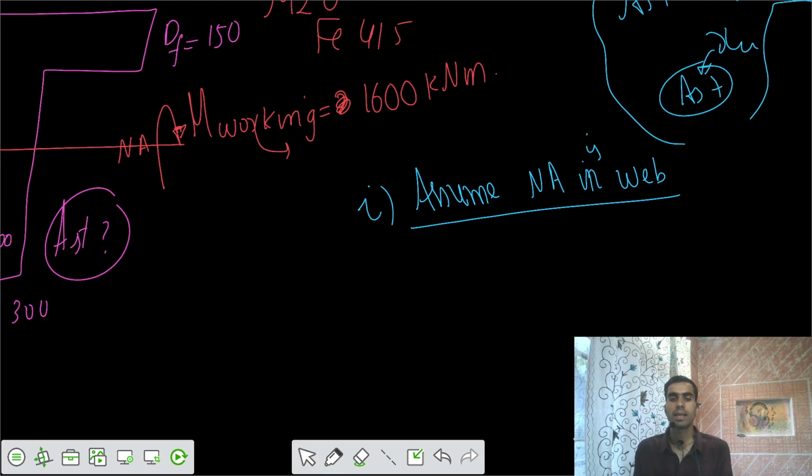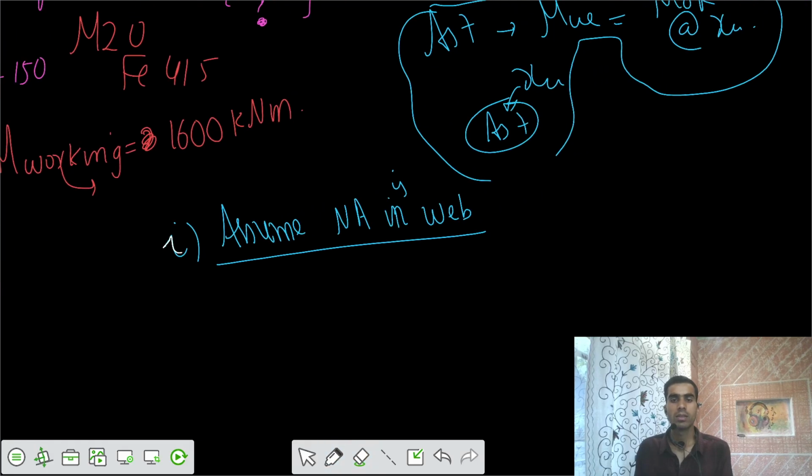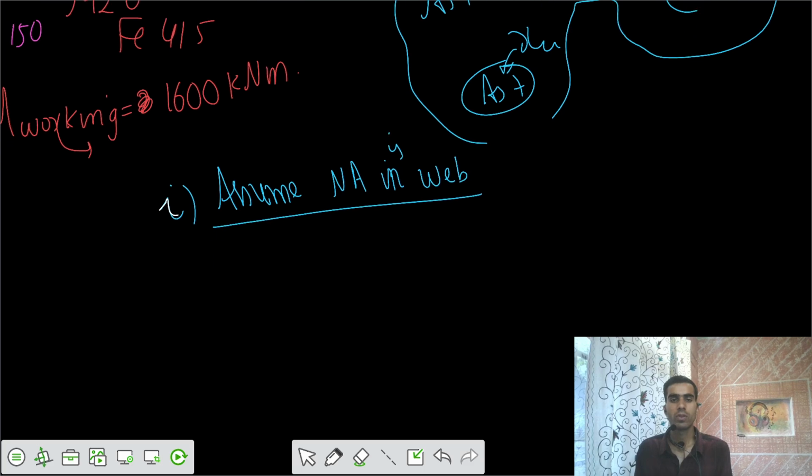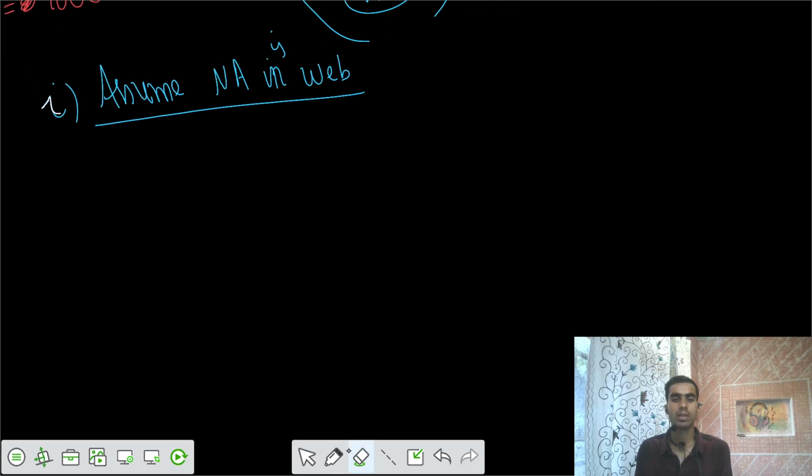It's guesswork. You can assume any of the three cases directly. If I assume any of the 3 cases directly and that particular case is true, then you are safe. That means your time would be saved, and you would get the solution very quickly. That's the trick, that's the luck you can have. Let us assume the first case, where the neutral axis is in the web, and let's see where the neutral axis is.